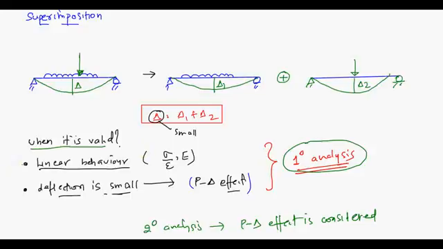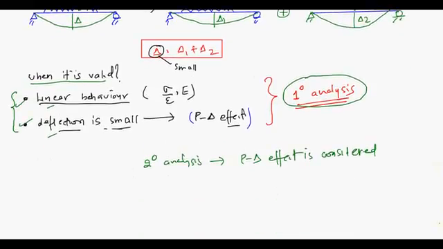This question is asked in objective many times. You should remember these two assumptions: linear behavior and deflection is small, then only your superimposition is valid. Is that okay? I hope you are able to understand. Moving on, let's come back to our topic. Let's start with the first method to calculate deflection.